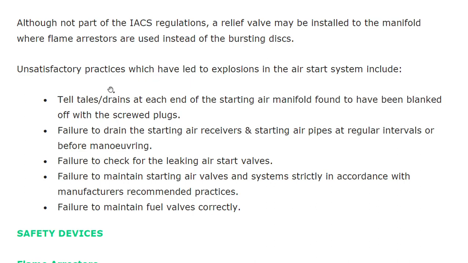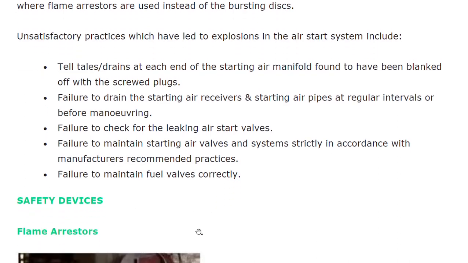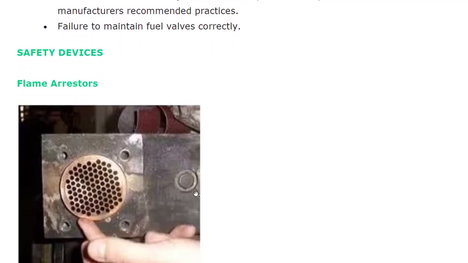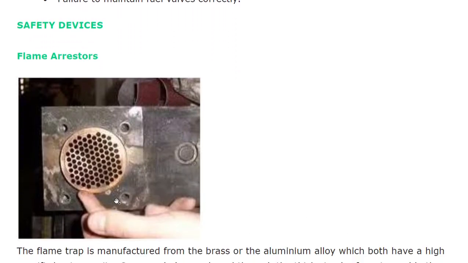Now, unsatisfactory practices which have led to explosions in the air start system include: telltale drains at each end of the starting air manifold found to have been blanked off with screwed plugs; failure to drain the starting air receivers and starting air pipes at regular intervals or before maneuvering. If we do not drain, this happens. Failure to check for a leaking air start valve. Failure to maintain starting air valves and systems strictly in accordance with the manufacturer's recommended practices. Failure to maintain fuel valves correctly. If we do not maintain the fuel valve correctly, this is the result.